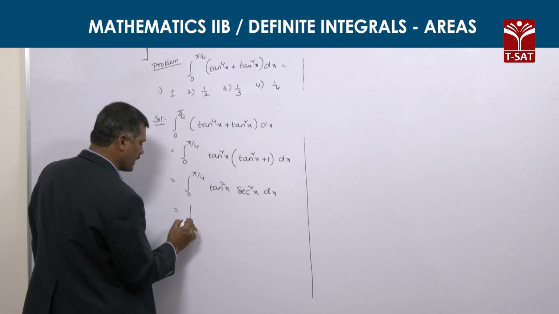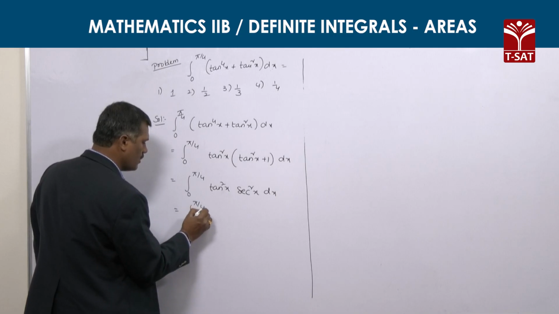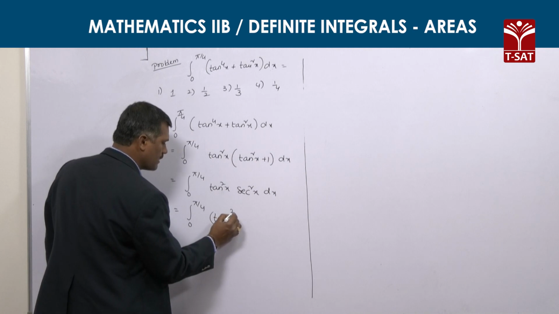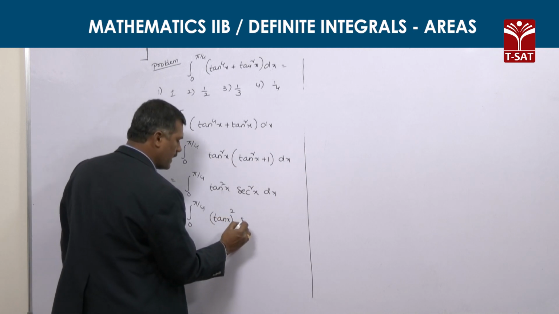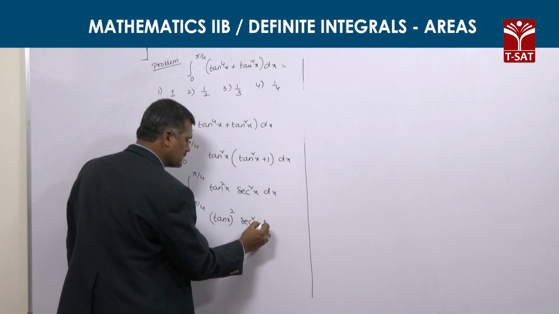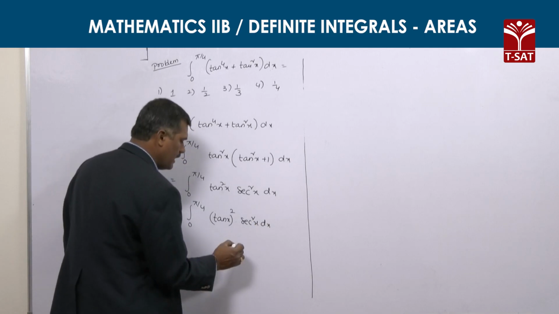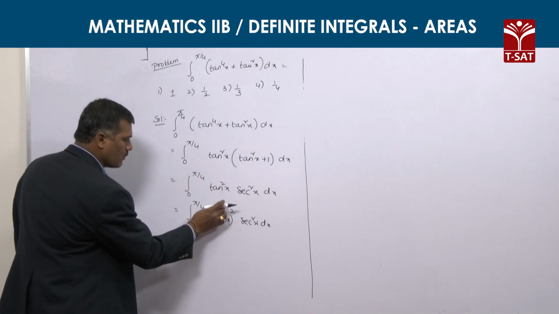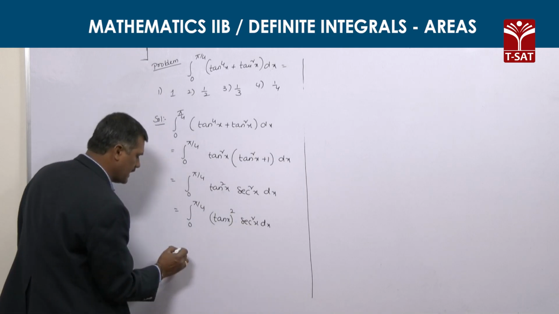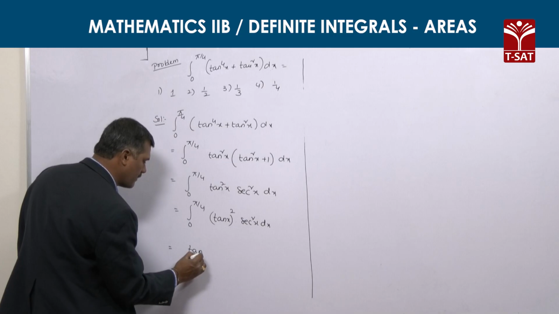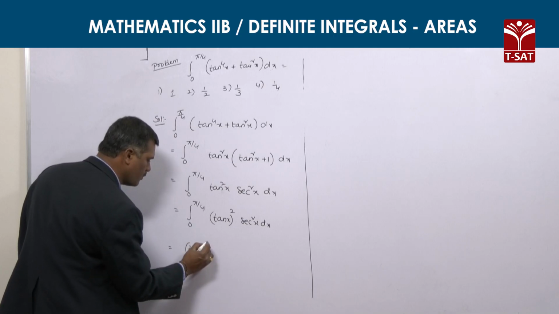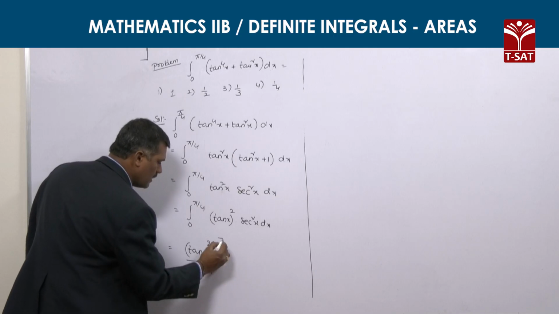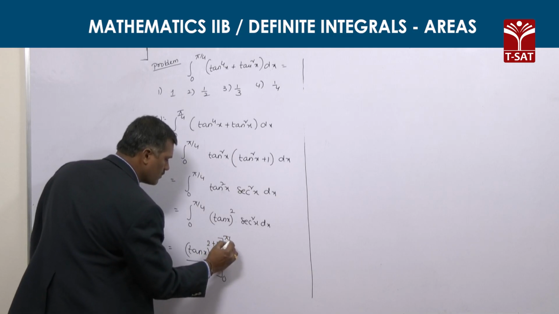That is equal to the integral from 0 to pi by 4 of tan square x, which can be written as tan x whole square into secant square x dx. You know the formula: the integral of f of x whole power n into f dash of x dx is f of x whole power n plus 1 by n plus 1. Here, tan x whole power 2 plus 1 by 2 plus 1, with limits 0 to pi by 4.